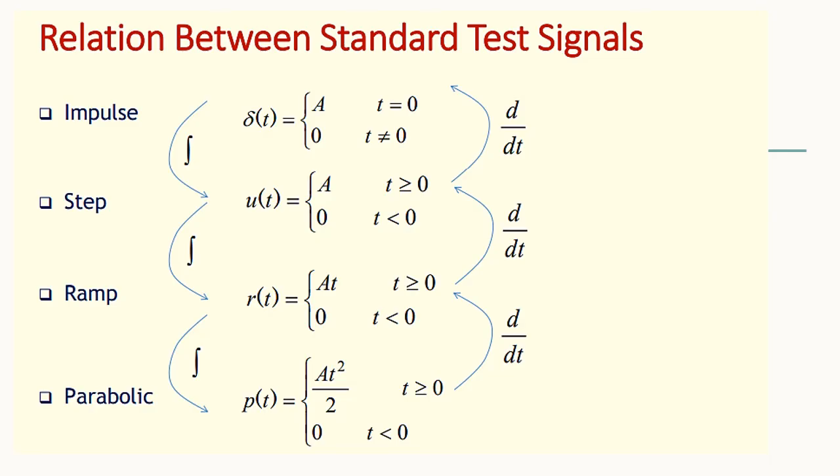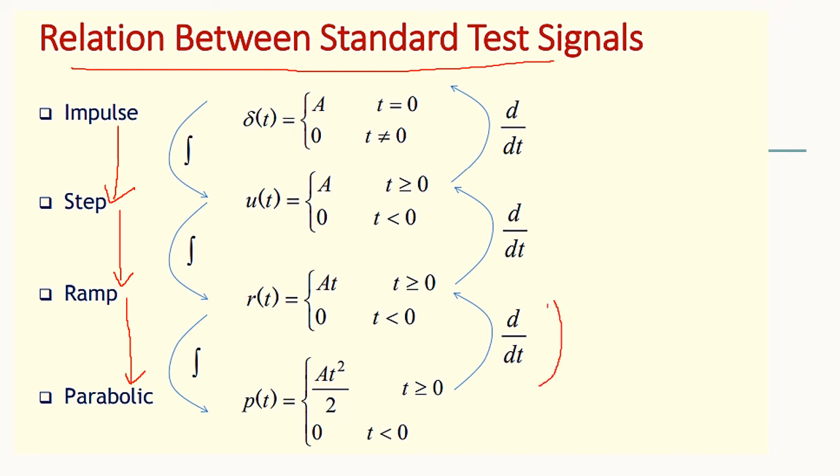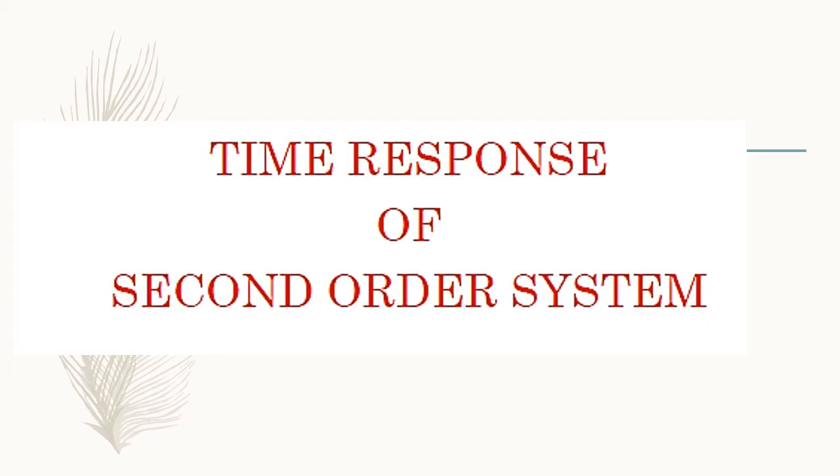Now in a linear time invariant system, the relation of the standard test signals is shown in the slide. So from impulse to step, from step to ramp, and from ramp to parabolic, if I integrate, it moves in this order. If I differentiate, the derivative of parabolic gives a ramp, the derivative of ramp gives a step, and the derivative of step gives an impulse.